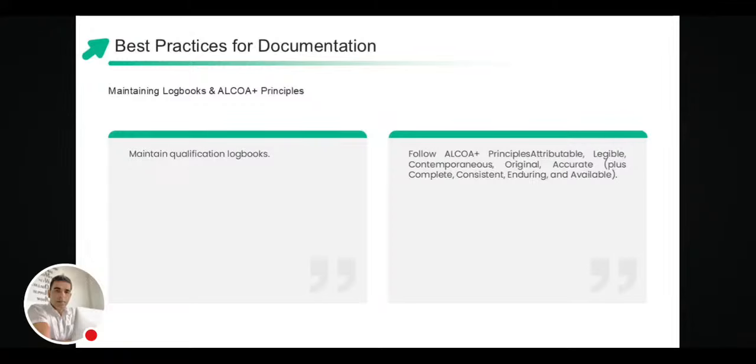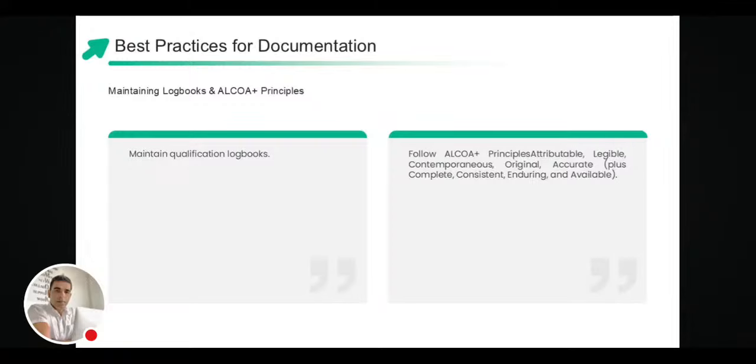Any changes must follow approved procedures and be clearly documented. Accurate. All entries must be truthful and precise. If any corrections are necessary, they should be made transparently, with clear reasoning documented. The plus in ALCOA Plus adds further dimensions to data integrity.